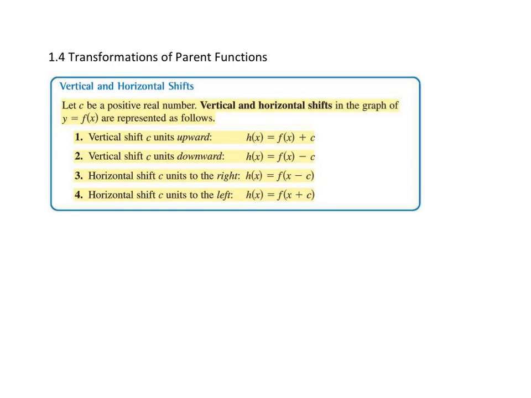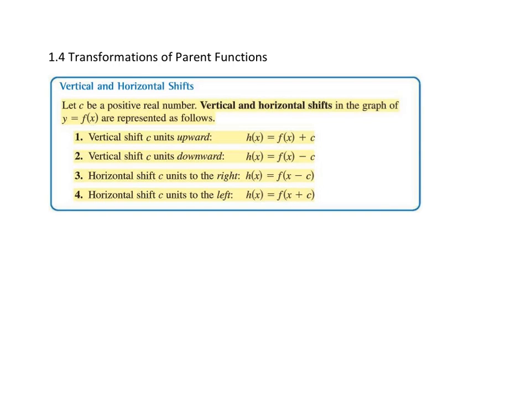Now that you have been exposed to all of our parent graphs, we're going to talk about moving them from their original position. So here are some basics. I can go up if I add on the outside, down if I subtract on the outside. The horizontal moves are different. If I subtract on the inside, I go right, and if I add on the inside, I go left.